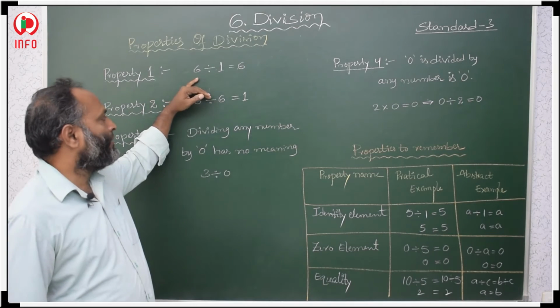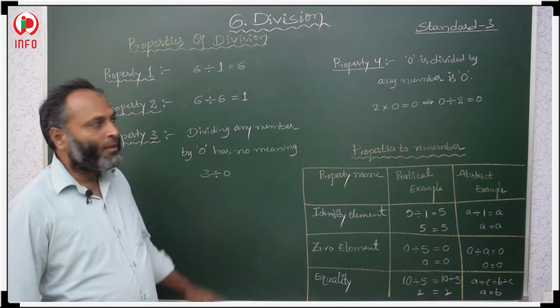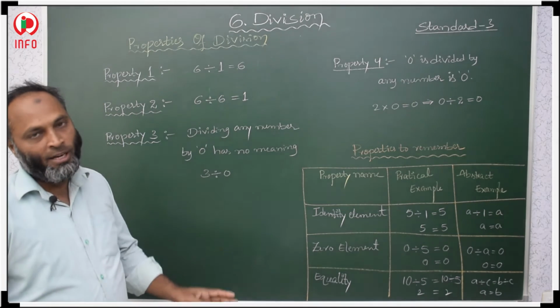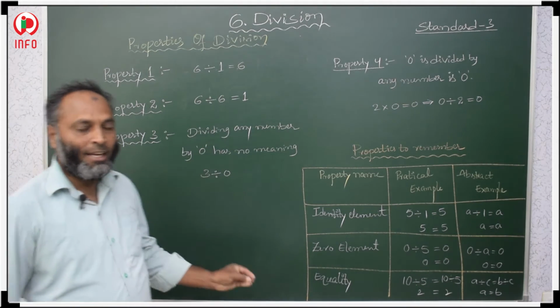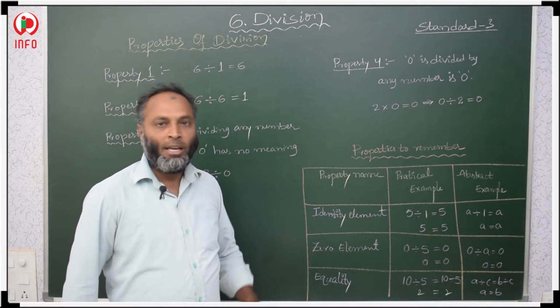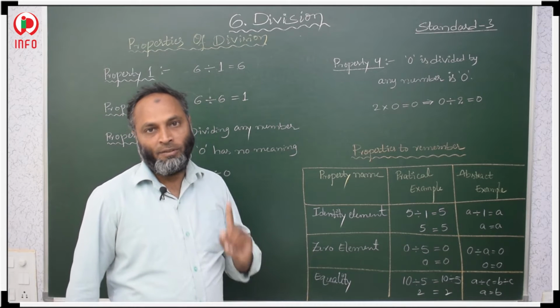Instead of this 6, if you take 10, 10 divided by 1 is 10. 1000 divided by 1 is 1000. It means if any number is divided by 1, the quotient is the number itself. This is the first property in division.